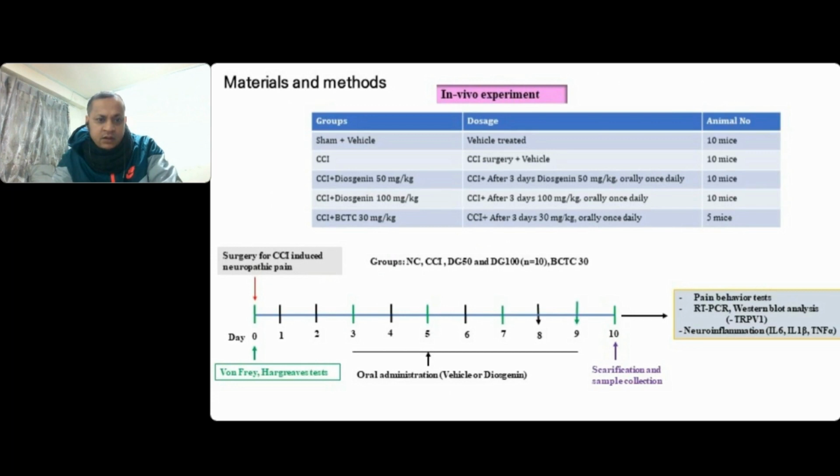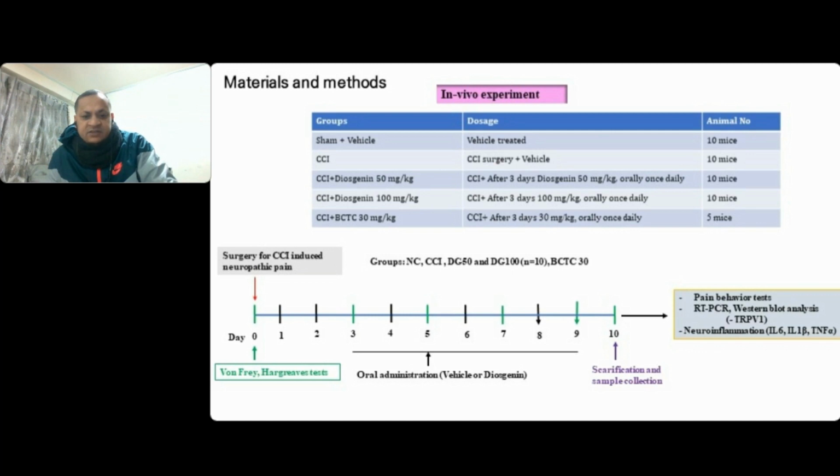So then we move to the next experiment, the chronic experiment. We induce CCI, chronic constriction injury, by sciatic nerve surgery. We make the surgery, and for the vehicle group we use 10 mice.